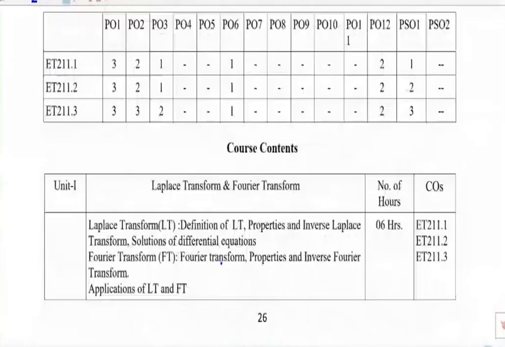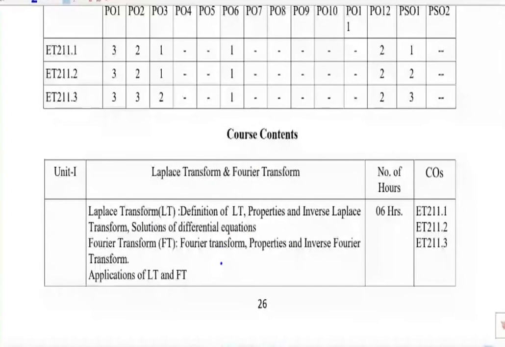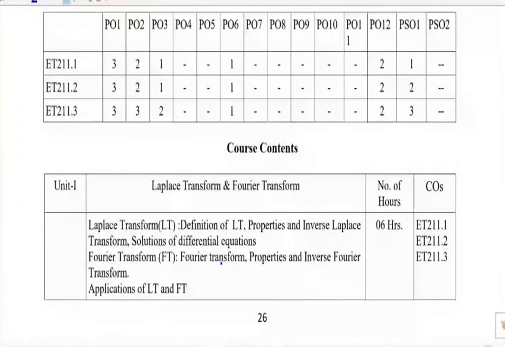So unit number 1 is Laplace transform and Fourier transform. We will start with the definition of Laplace transform, how it is mathematically defined. In the mathematical definition of Laplace transform, we have one integration. And every time it is not possible to solve the integration and get the Laplace transform.